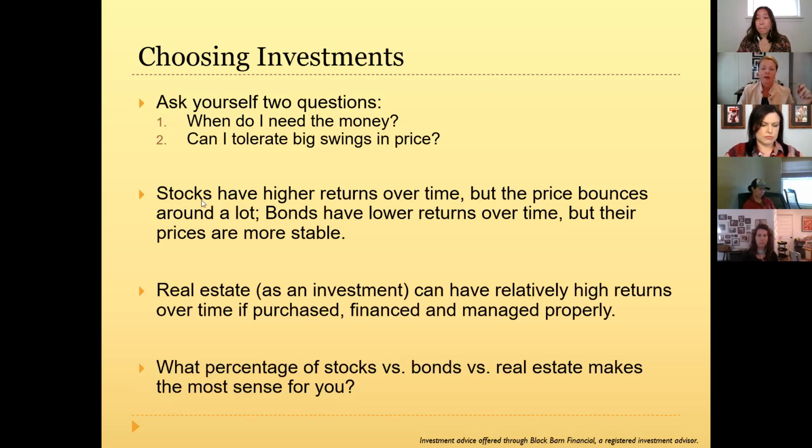Something like stocks have higher returns over time, but the price bounces around a lot. That's the volatility that I'm talking about. Where is the stock market going to be on Monday? Who knows? It might be up, or it might be down, or it might be sideways. Nobody knows. Something like bonds have lower returns over time, but their prices are more stable. So those are just two of the main asset classes that we're going to talk about most of the time here, and that we talk about most of the time in the Osterman's investing group. So which one sounds better to you?